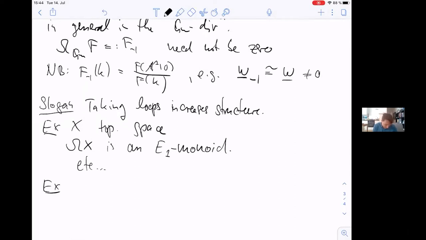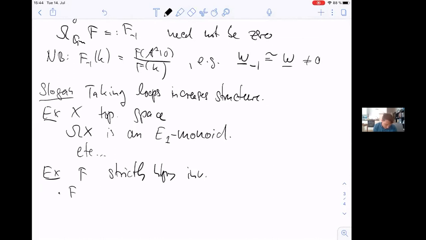So let's take F strictly homotopy invariant. Now let me look at the first loop. I will denote it F minus one for reasons of tradition. What's almost clear is that this is going to be a module over stable maps from Gm to Gm.